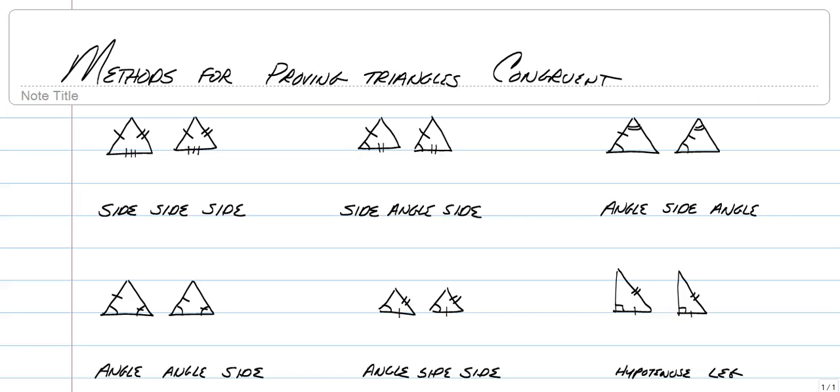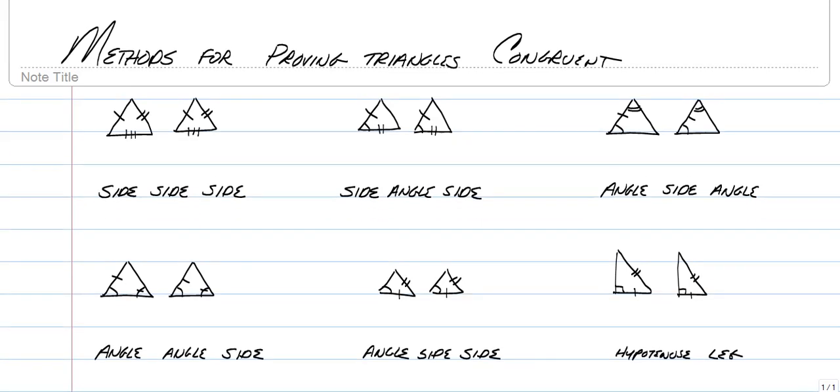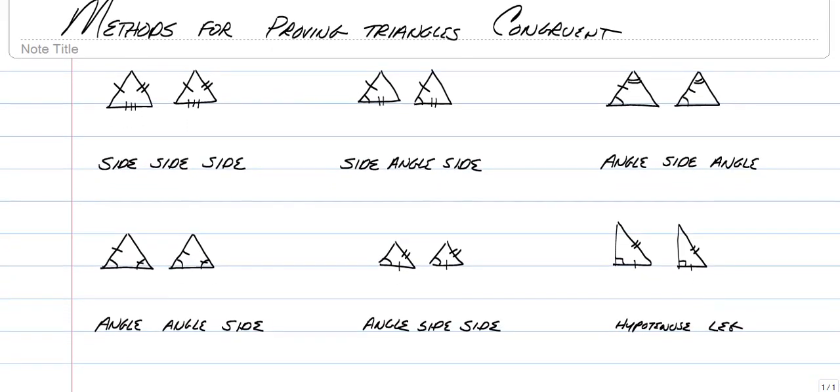Hello everybody, this is Mr. Longo, and in this video we are going to cover methods of proving triangles congruent. Now I have listed 6 possibilities here, but I'm going to let you know that only 5 of them actually work. But one of them is going to be used to introduce why one will and why one won't.